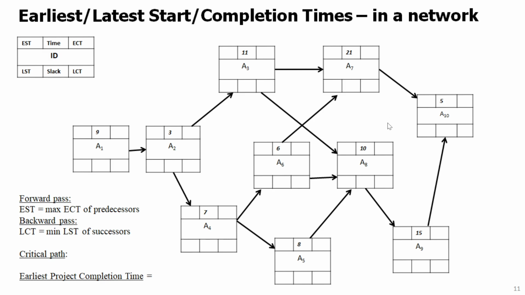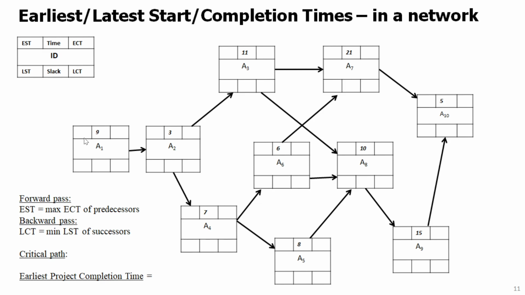So here we have 10 activities for our project, and we see the identifications of the activities, the symbols representing activities A1, A2, and so on up to A10. And we also see here the time or duration that each activity takes, in days in this case.